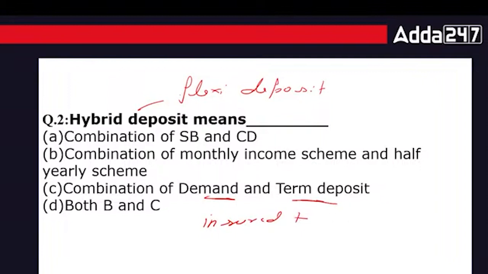Okay, that is, suppose it is the combination of insured deposit plus uninsured deposit. Even we can say it like that also, uninsured and insured. So this is the combination of demand and term deposit.